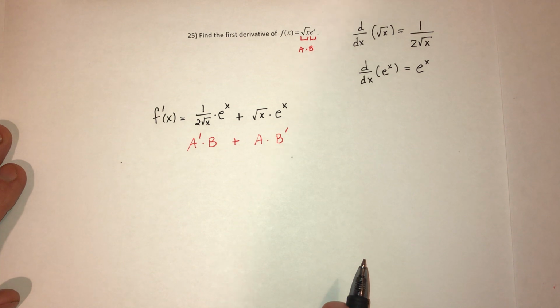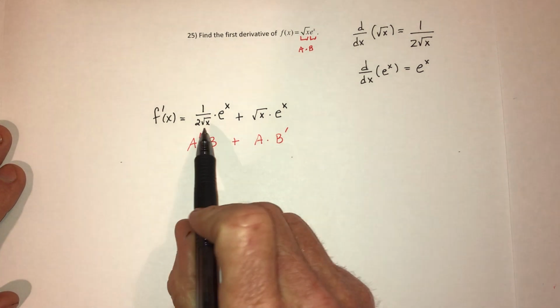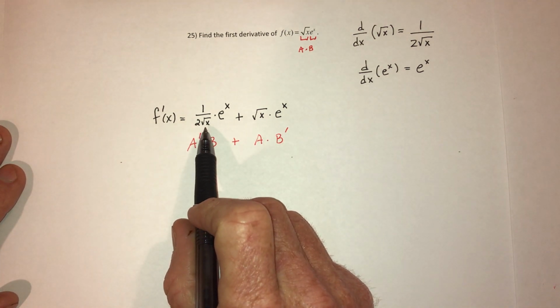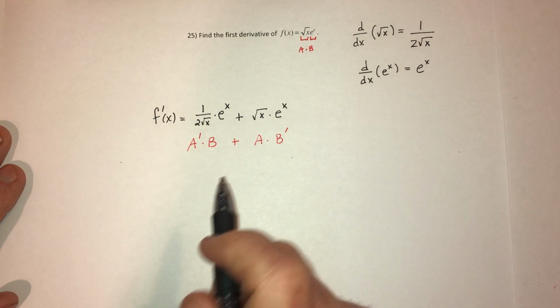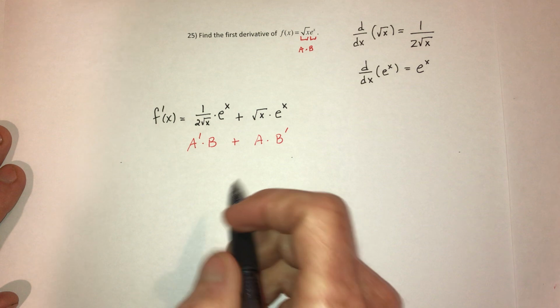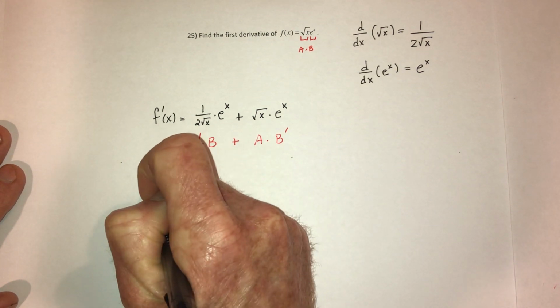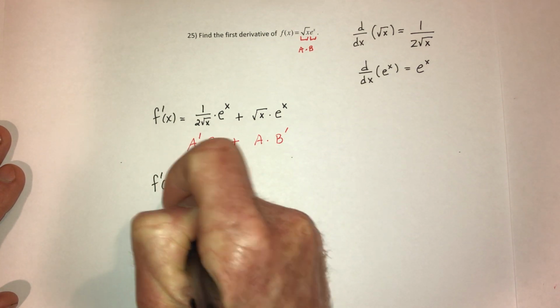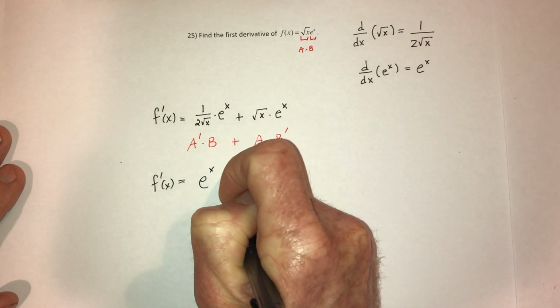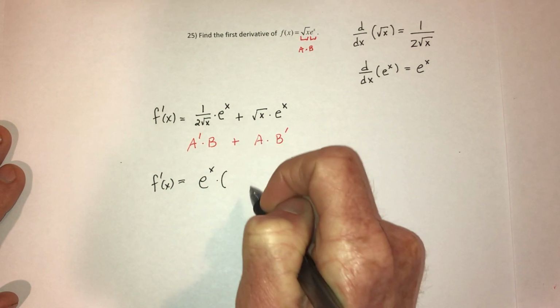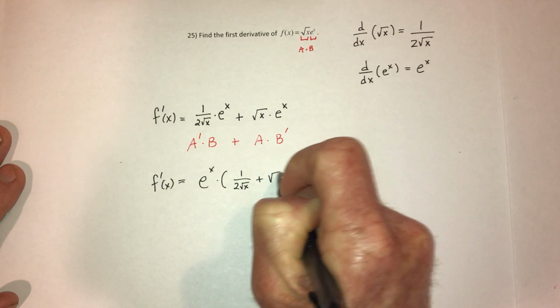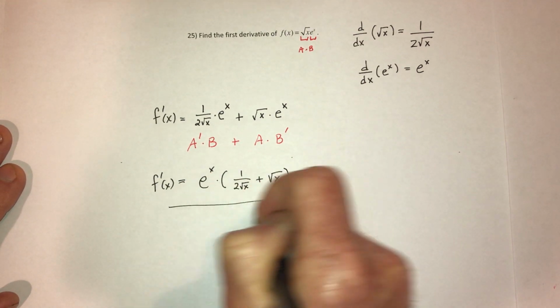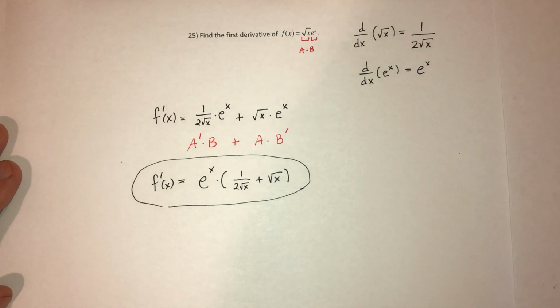Now with this one, you could actually stop right there. It's perfectly fine to leave the square root in the denominator, that's fine. If you wanted to clean it up a little bit, notice that they both have e to the x, so you could factor out e to the x. And then it would leave the 1 over 2 square root of x plus a square root of x, and then it's done.